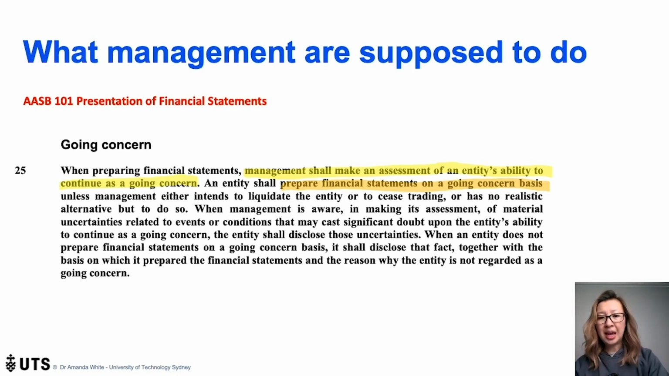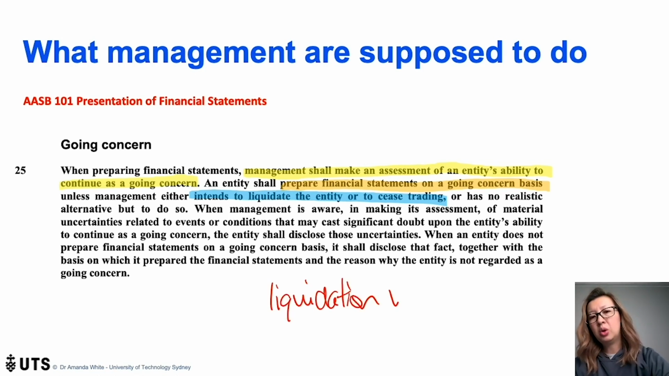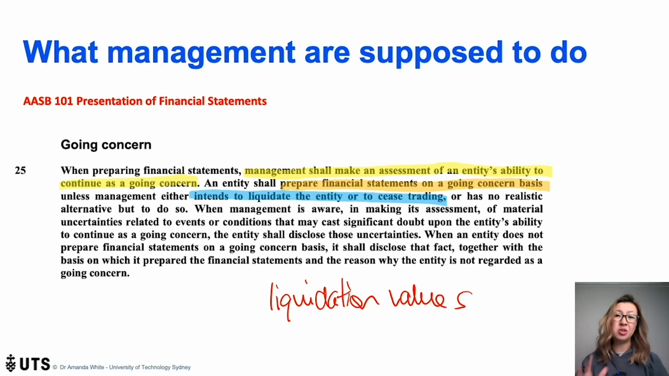But if the entity intends to liquidate or cease trading, or has no alternative but to do that, then we cannot use historical cost and the going concern basis. We'll need to consider an alternative basis for the financial reports, and that's typically where you think about recording something called liquidation values. So rather than using historical cost, we say, what is the value of selling this right now? How much could we liquidate it for at that immediate point in time?